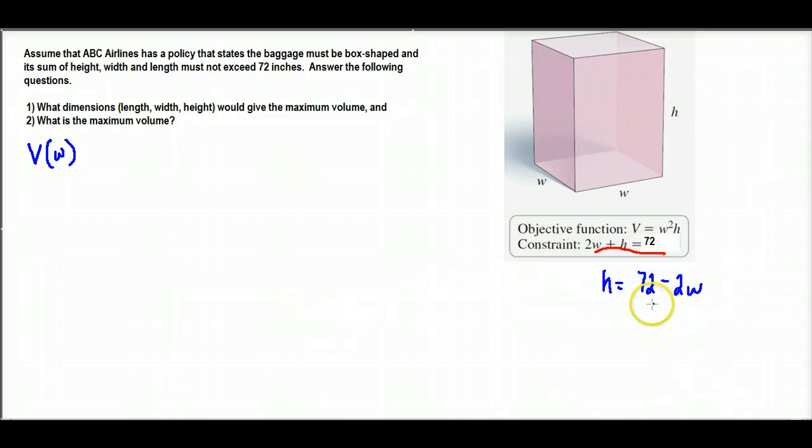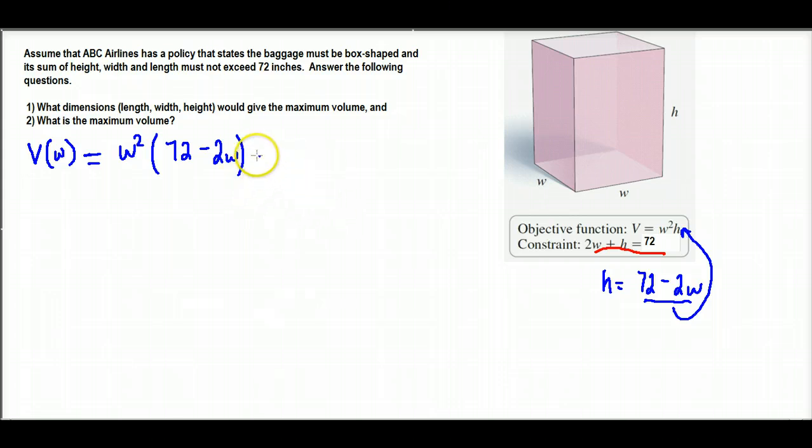And so with that being said, we could take this portion here and plug it in there for H, which now means that we have W squared times 72 minus 2W for our volume function that's in terms of the width. And so we multiply this out, and I'm going to use the commutative property and switch terms here. We're going to end up with this, which is minus 2W cubed plus 72W squared.